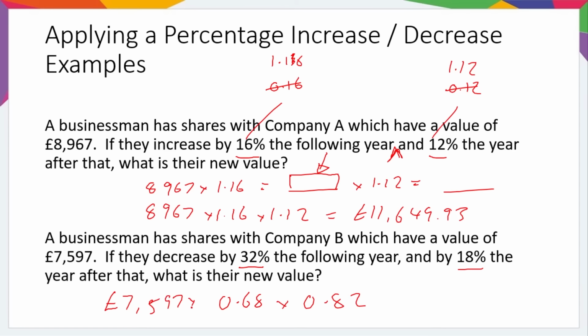Again, doing it all in one hit, because we really don't care what the value is at this point here in the question. Since all we're going to do is reduce it by another 18%, we might as well reduce by 32 and 18% at the same time. And that gives us a final answer of £4,236.09.